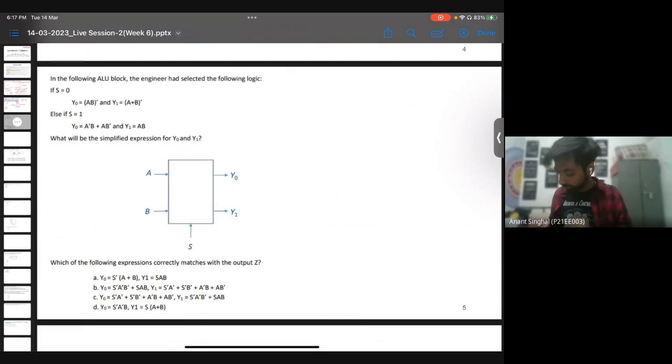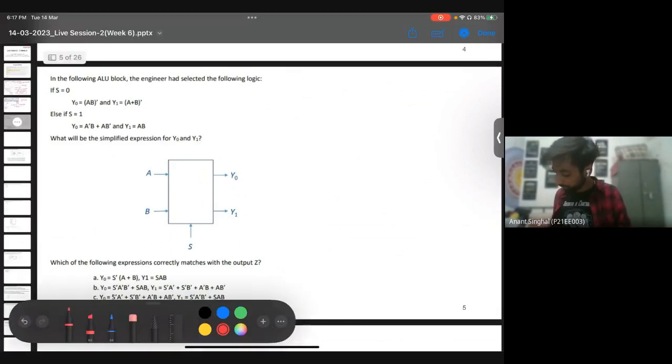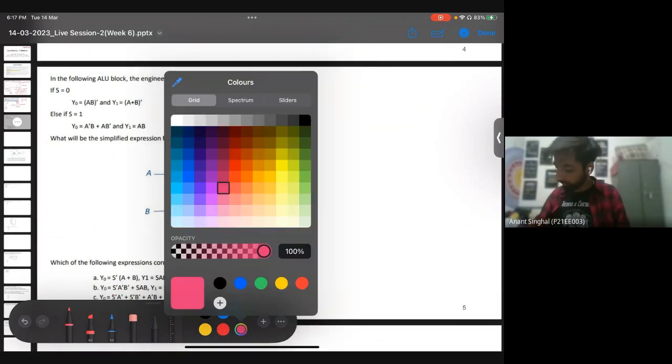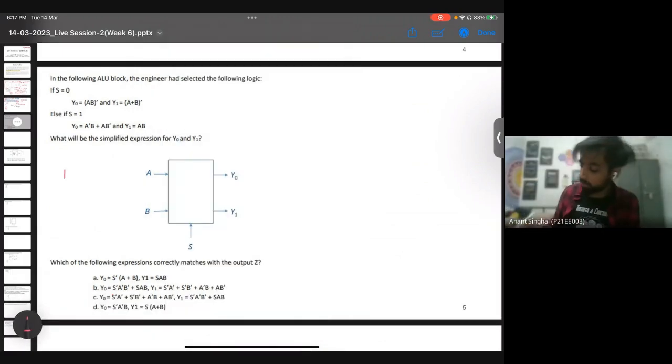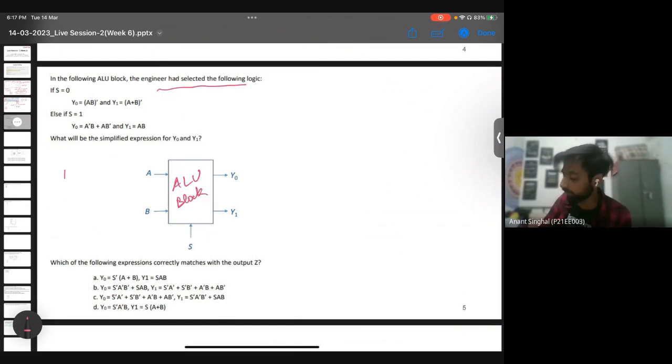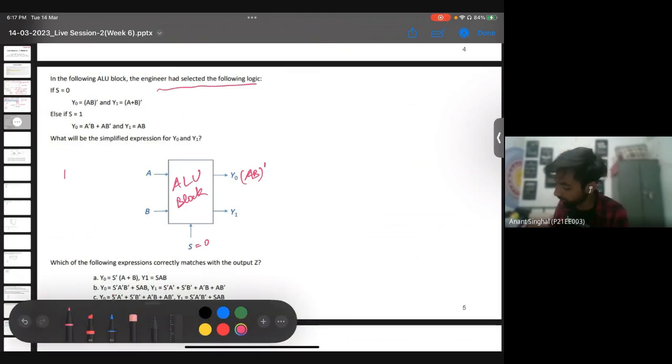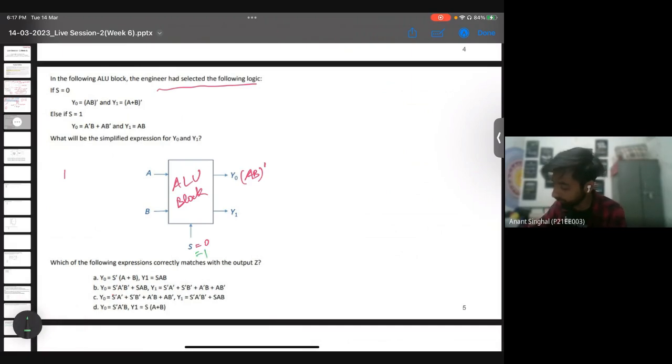Yeah, it is quite interesting, so let's give it some time. Now if you read carefully, this is an ALU block. It says the engineer has selected the following logic. So if s equals 0, what has the engineer selected? Y0 is nothing but, I'm using this color pen for the first part, a b bar. And when s equals 1, I'll use some other color. This Y1 is nothing but a plus b whole bar.